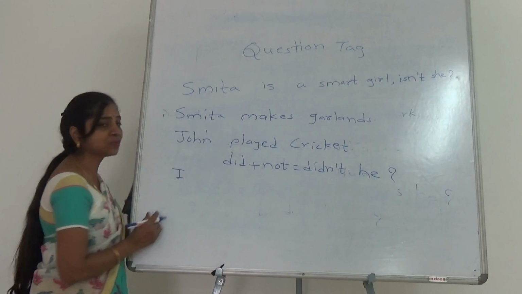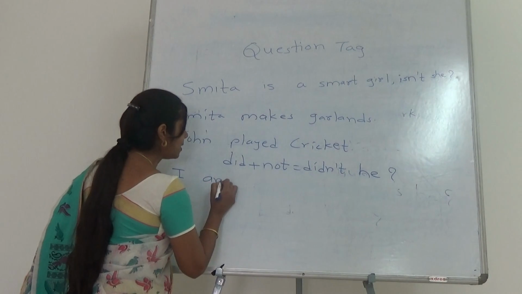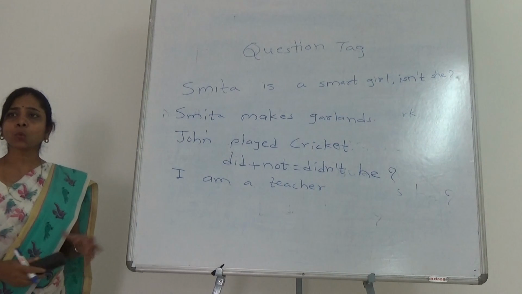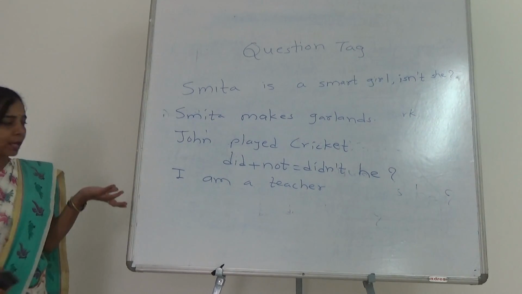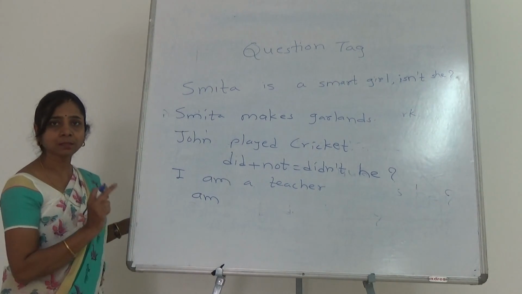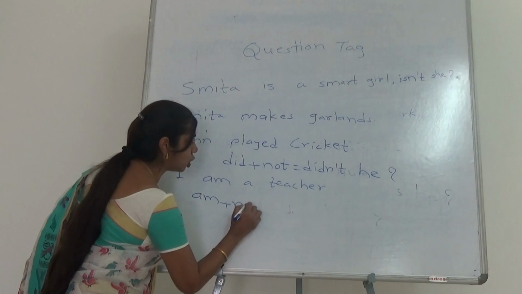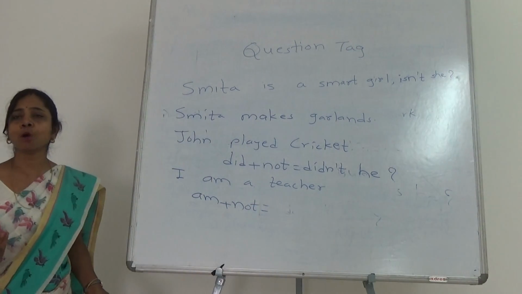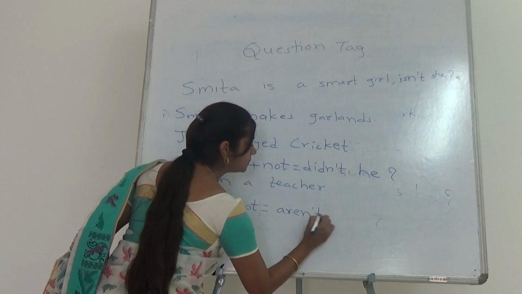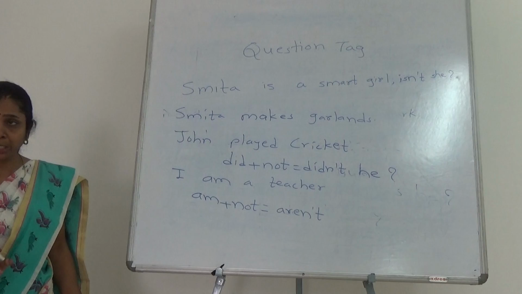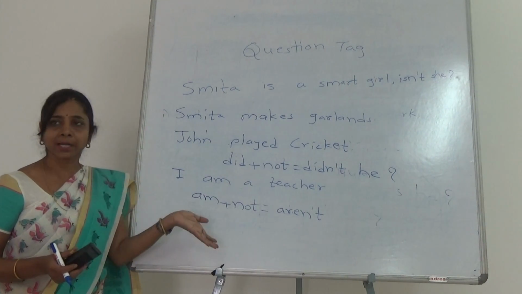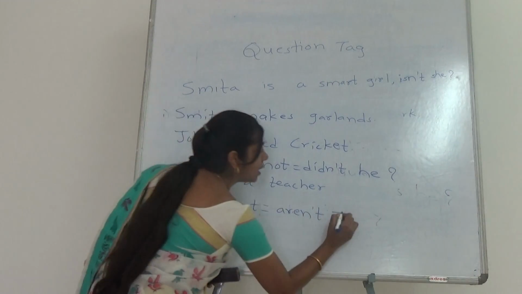Suppose the sentence begins with I, like I am a teacher. So what is the question tag of I am a teacher? As per the rule, what is the auxiliary verb? Am. The sentence is affirmative, so we will add not. Now, what is the short form of am and not? It is aren't. It's not amn't. Amn't is not a word in English. So am plus not becomes aren't. So the question tag will be aren't I.